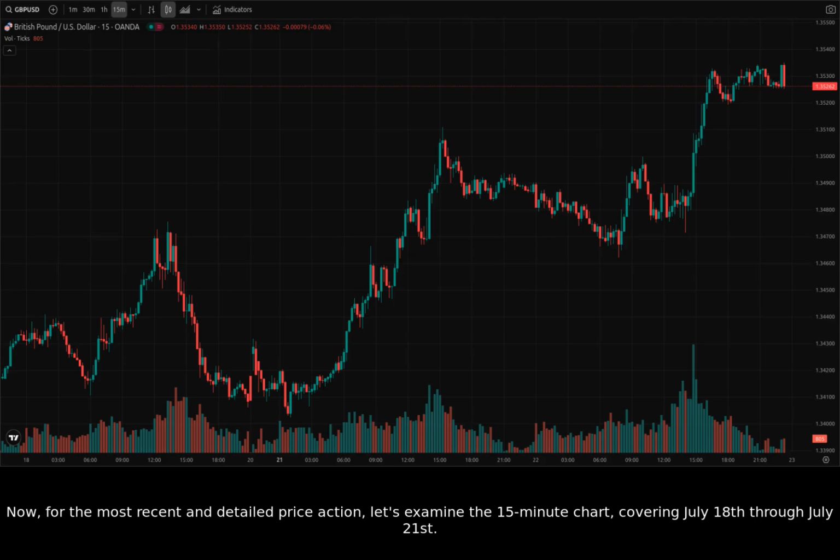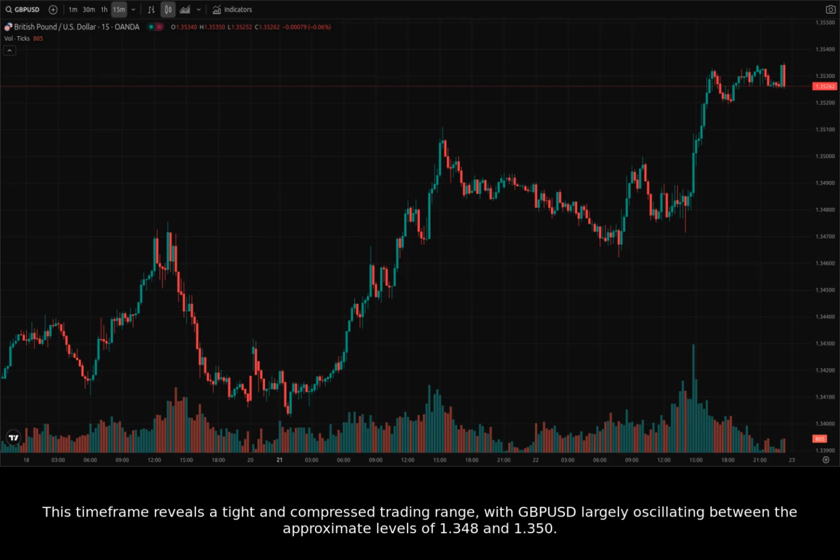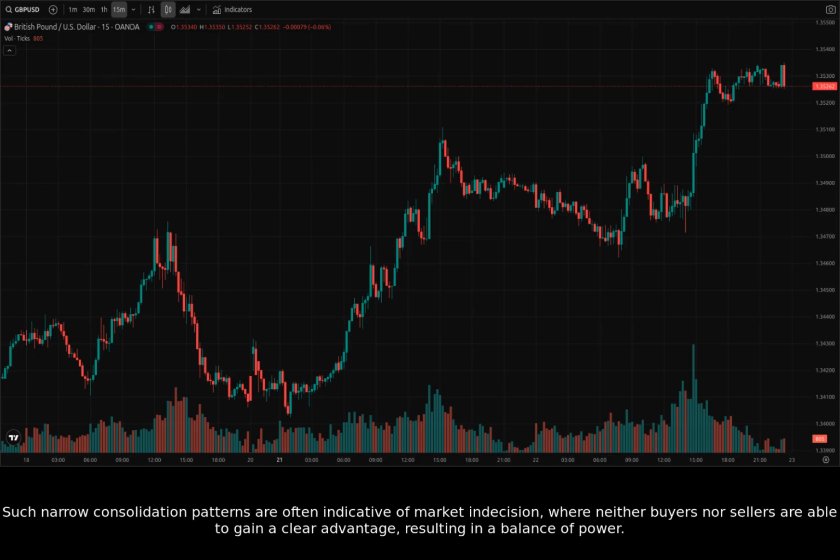Now, for the most recent and detailed price action, let's examine the 15-minute chart, covering July 18th through July 21st. This timeframe reveals a tight and compressed trading range, with GBPUSD largely oscillating between the approximate levels of 1.348 and 1.350. Such narrow consolidation patterns are often indicative of market indecision, where neither buyers nor sellers are able to gain a clear advantage, resulting in a balance of power.